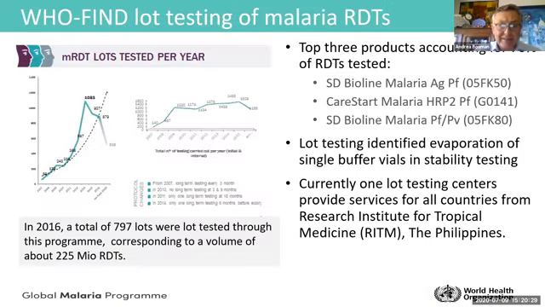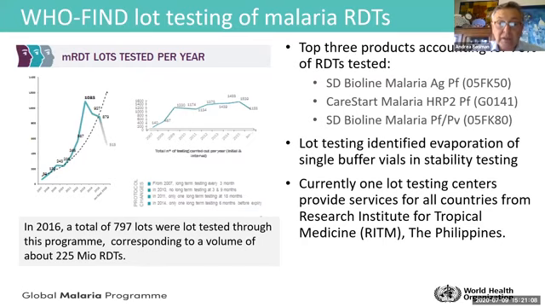Another way of assessing quality is what we call lot testing. Lot testing is to analyze in the lab whether a certain batch of RDTs, when purchased, detects parasites well at 200 parasites and 2000 parasites. And this is something that many procurers do before shipping the RDTs to the country. So there is also this lot testing procedure.